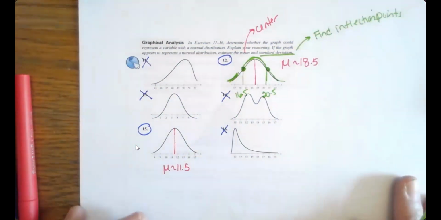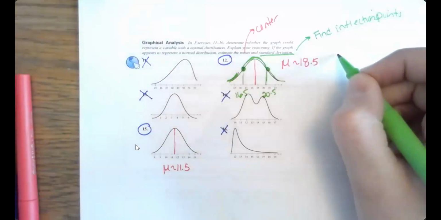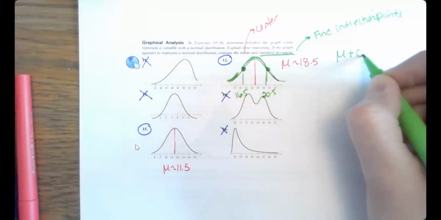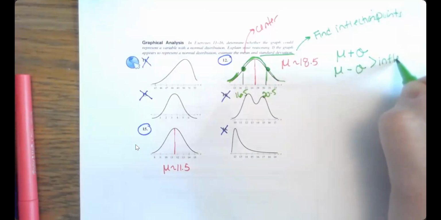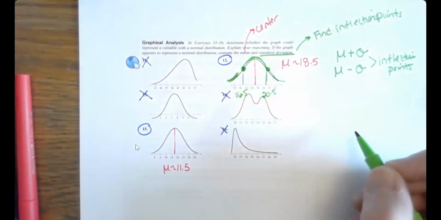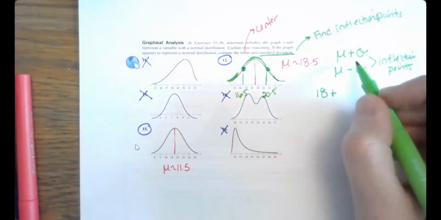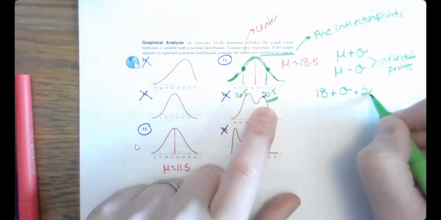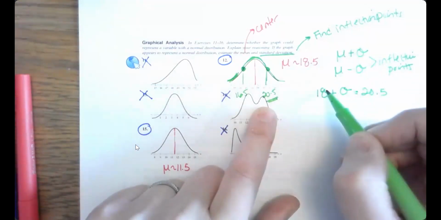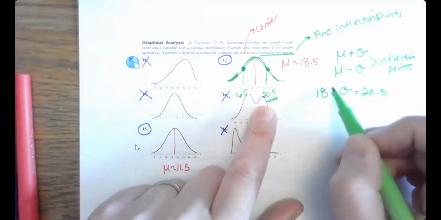So how do we use the inflection points to find the actual standard deviation though? Well, the idea is that the inflection points always occur at either the mean plus one standard deviation or the mean minus one standard deviation. So this is where your inflection points occur. If I think about what's going on here, my mean is 18.5, and if I add something to it, I should get up to 20.5, right? So we're saying, if I have the mean and I add the standard deviation, then I should be at one of my inflection points. So we can use this idea to estimate.